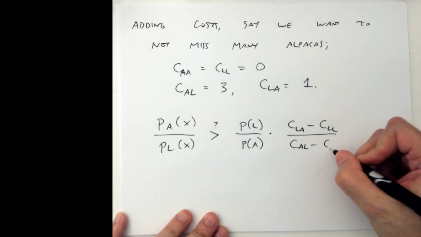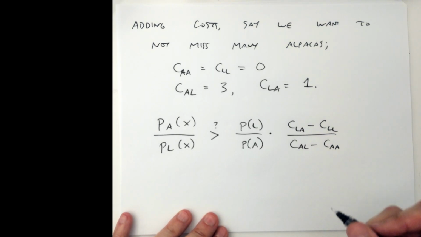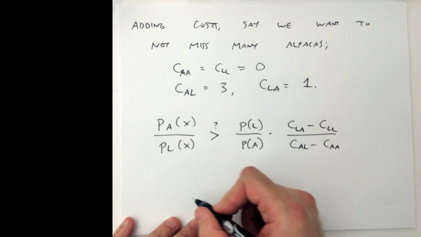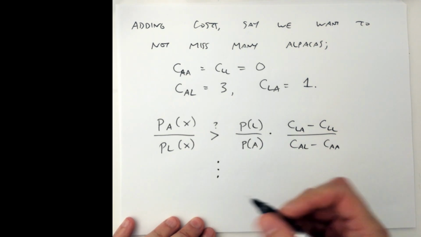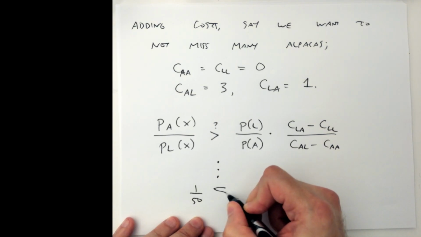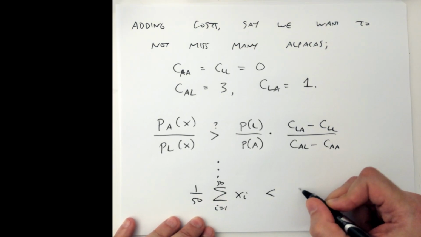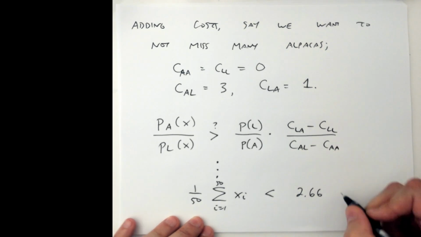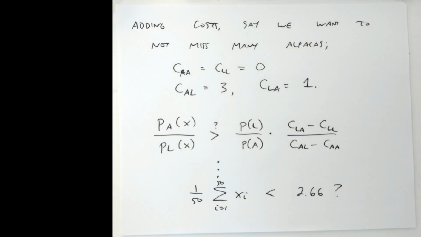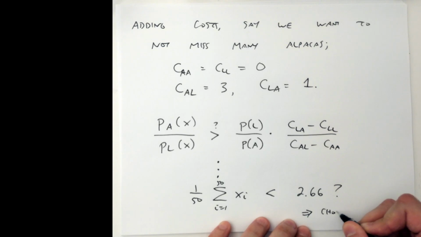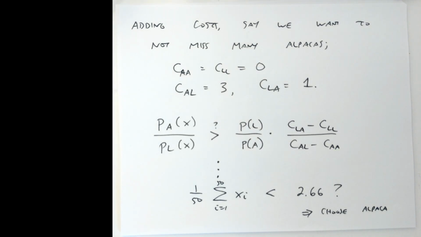And so now, eventually I would come down to the question about whether or not this sum was less than some even bigger number. And now I'd say, oh, now I am under that bar. So now I would choose alpaca, right? So the effect of turning up the cost of not missing alpacas is that this number gets bigger and I'm more likely to make the alpaca choice, right?